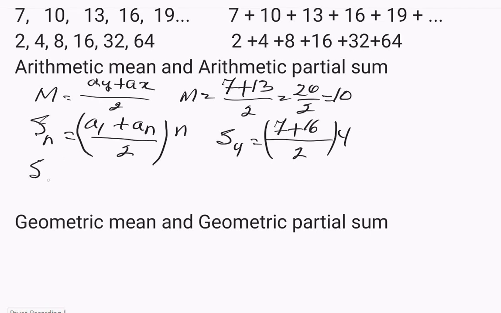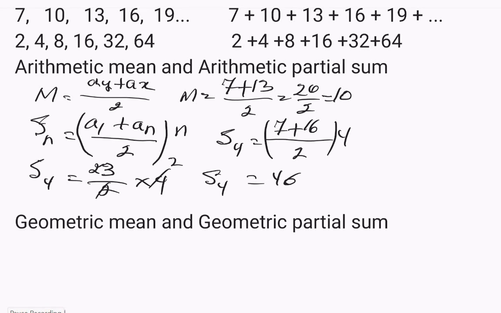S sub 4 equals, at the top we have 23, divided by 2 times 4. We can factor out 2, and then S sub 4 equals 46. So 46 is S sub 4. Since we have a limited number of terms, we can just add them all. We have the list: 7 plus 10, 17 plus 13, 30 plus 16, 46.